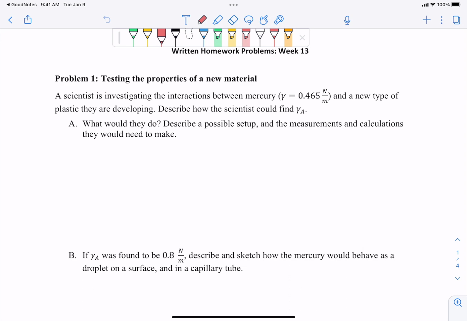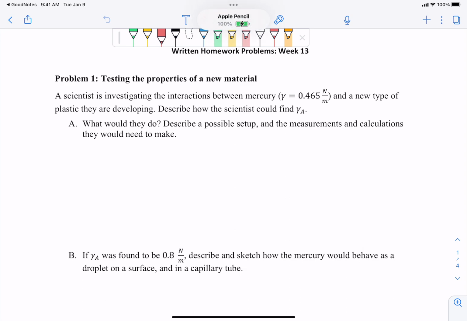So for problem 1, it says we have a scientist that's investigating the interactions between mercury and a new type of plastic they are developing. Describe how the scientist could find the surface tension of adhesion. So for part A, what would they do? They want us to describe a possible setup and the measurements and calculations we would need to make to figure this out. So how could we figure out the surface tension for the adhesion?